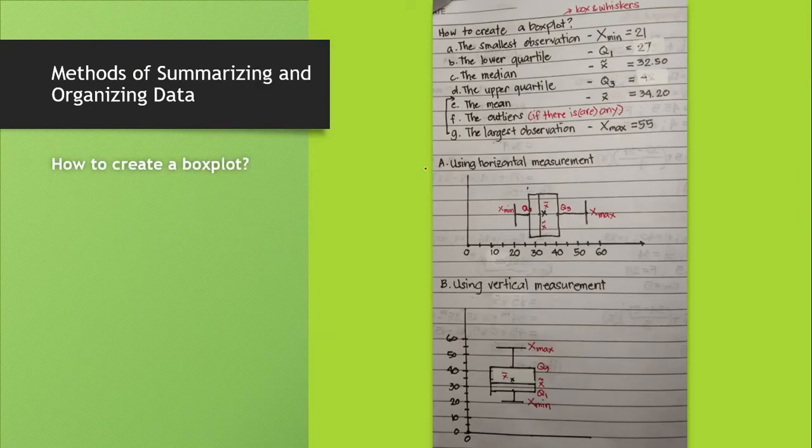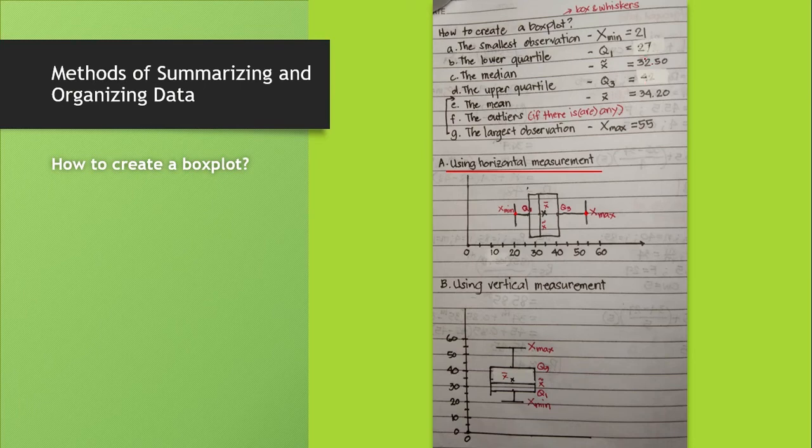Again, we need the following: x min, Q1, x curl, Q3, x bar, and x max. So for horizontal measurement, if you would check the steps, draw a horizontal line. Then these are your whiskers, the smallest and the largest value. Do not put these whiskers yet, because we will first determine if they go beyond Q sub 1 and Q sub 3. Therefore, you have to calculate Q sub 1 and Q sub 3.